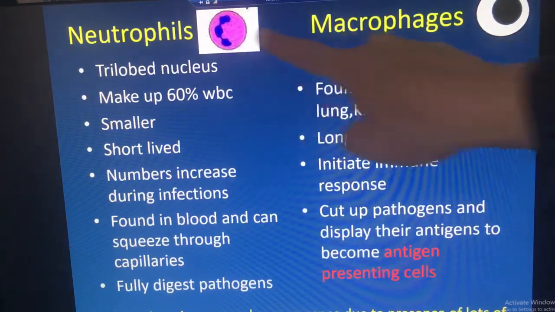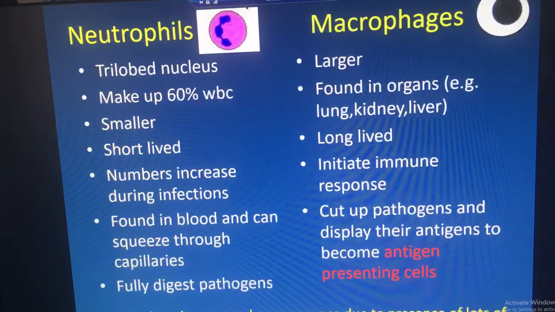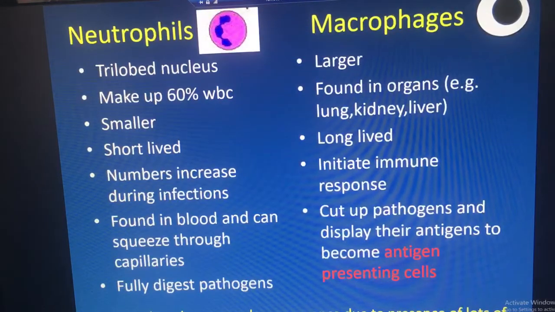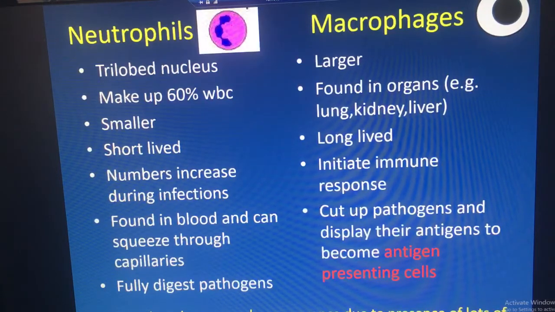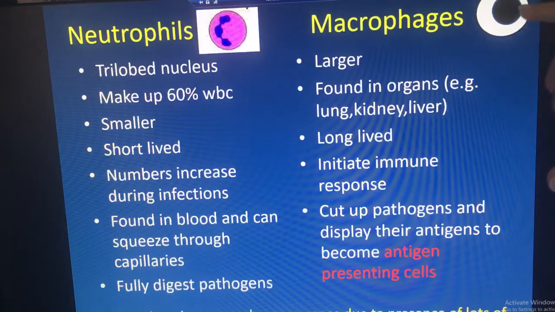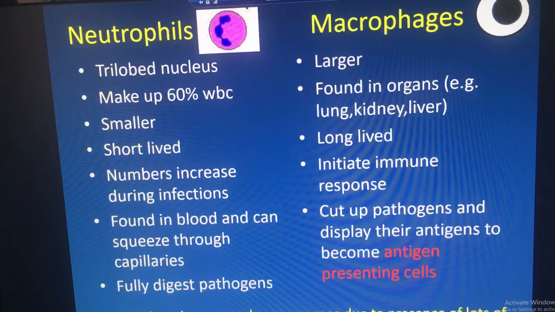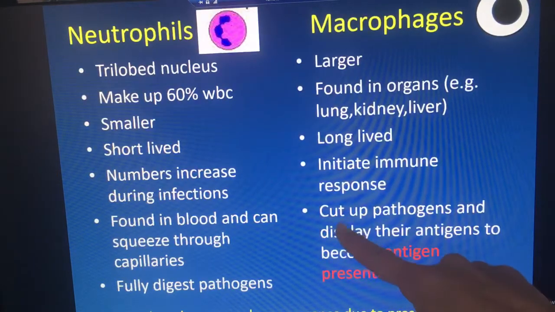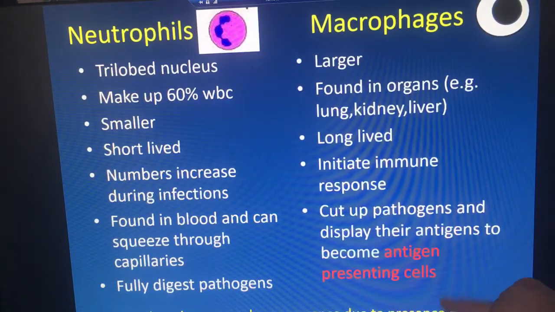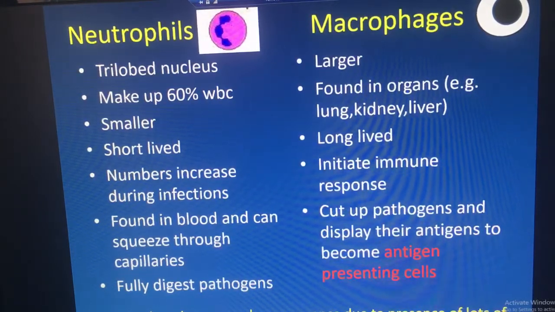If we were to look at both of these types of cells under a microscope, the cytoplasm would be described as having a granular appearance because there are lots and lots of lysosomes containing hydrolytic enzymes within the cytoplasm of our neutrophils and our macrophages that will allow us to cut up the pathogens or to fully digest the pathogens.